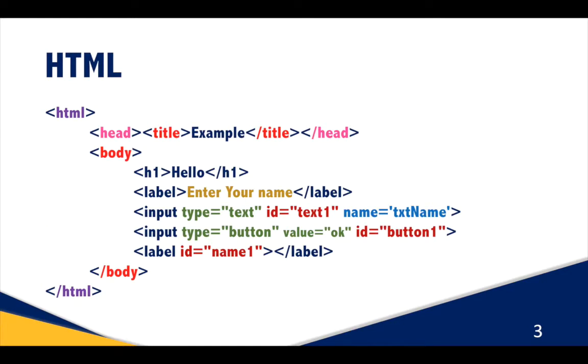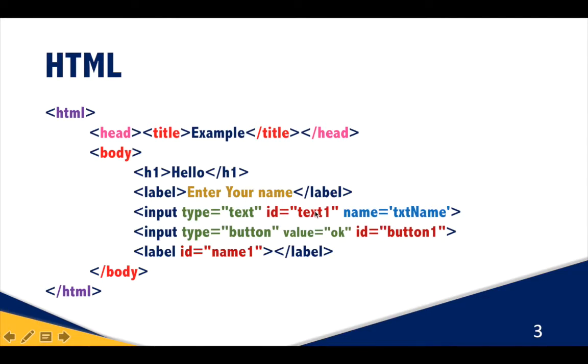So I will talk first about HTML. Usually you have code something like this: you have the HTML tag, the head and the title, and the body, and you usually have h1. You can have multiple labels and multiple h1s, just an example here.